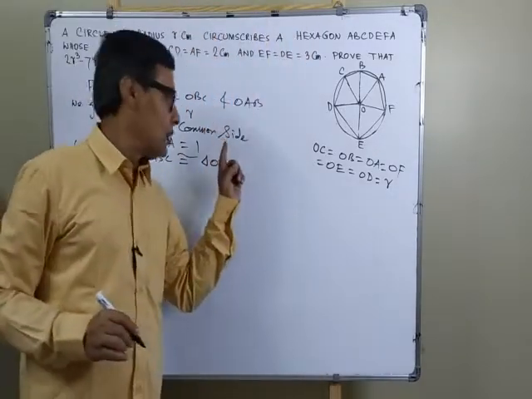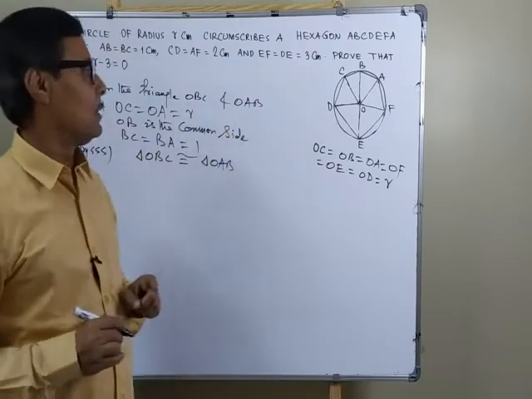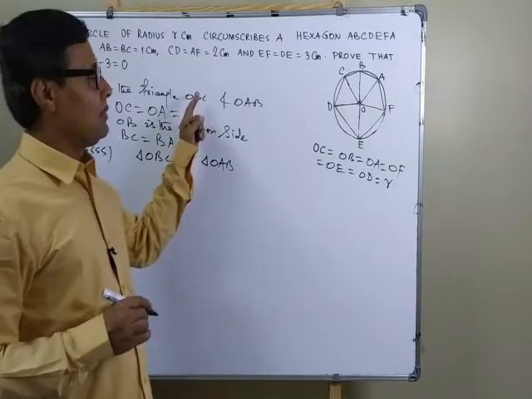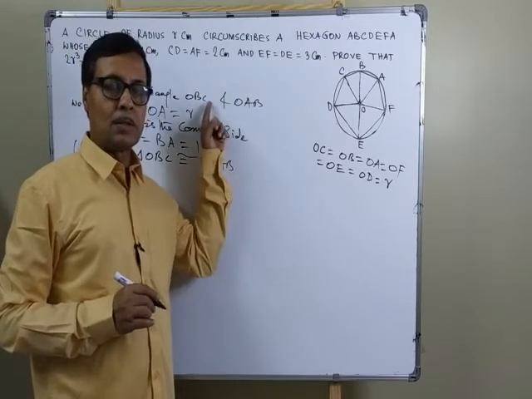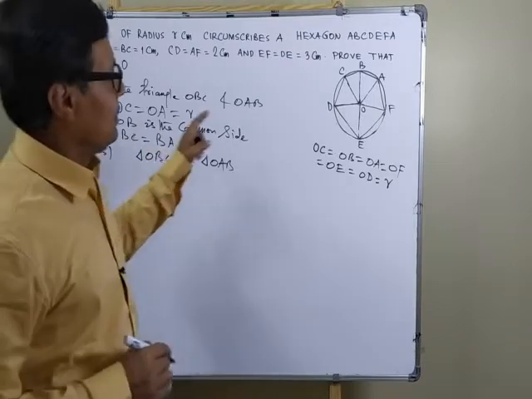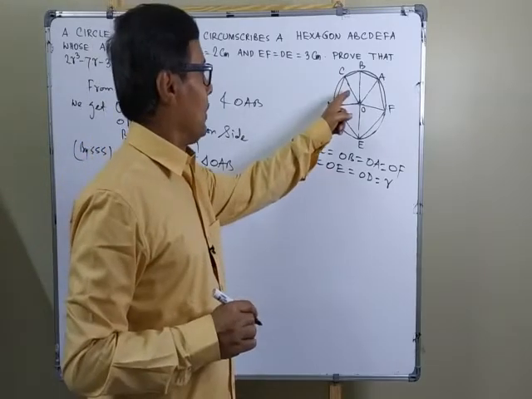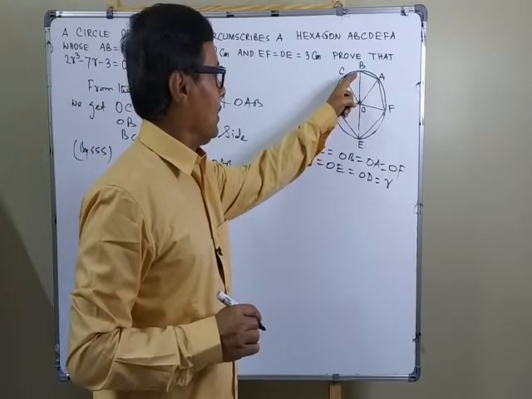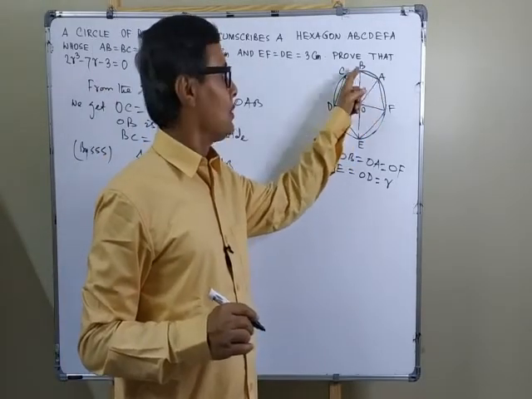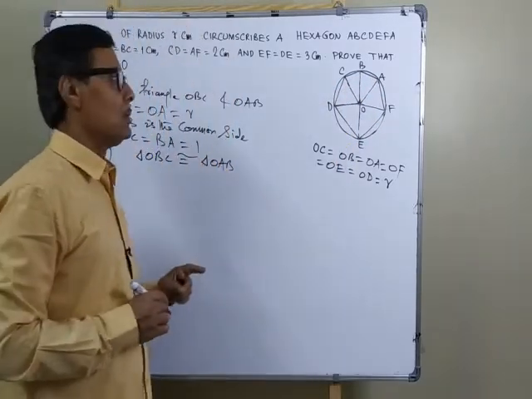As these two triangles are congruent, corresponding angles and corresponding sides are equal, that is, opposite angles of equal sides are equal. Here side BC is equal to side BA. So their opposite angles are also equal because these two triangles are congruent to each other.